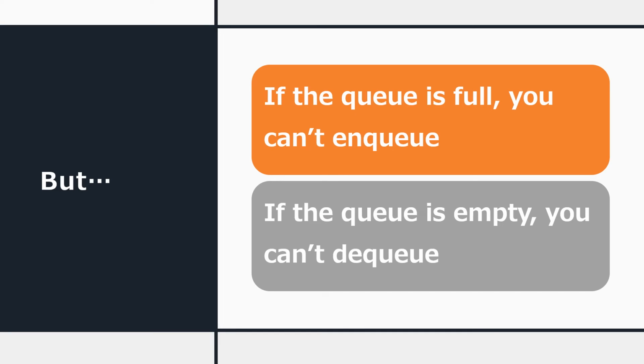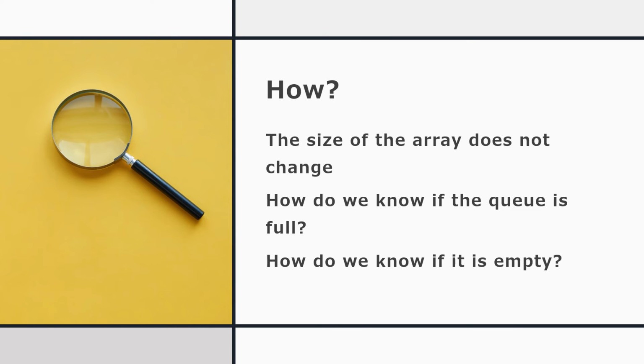Just like with a stack, there are some restrictions. If the queue is completely full, so all the data locations are used up, you can't enqueue any more data. And if the queue is completely empty, which is how it begins, remember, you can't dequeue, you can't take any values out of the queue. But remember, the queue is implemented in an array, and an array doesn't change in size. It's got a set number of data locations.